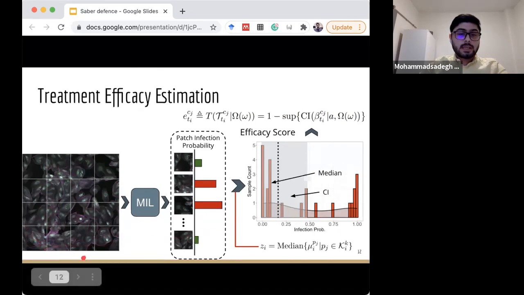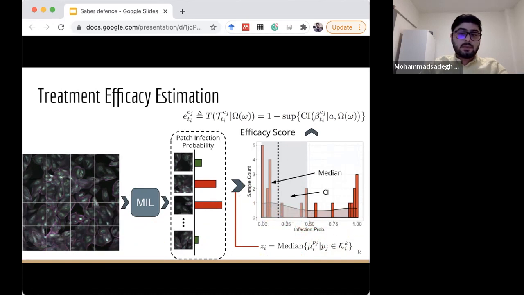We start by breaking down the image into smaller patches and feed it into a MIL model to calculate the estimated patch infection probabilities. Now we have to aggregate the estimated patch infection probabilities to form the sample infection probability. Now we have infection probabilities for all of the replicates of the treatment T_i at C_j, and we have to aggregate them further into an efficacy score. Here you can see an example for one of these distributions.